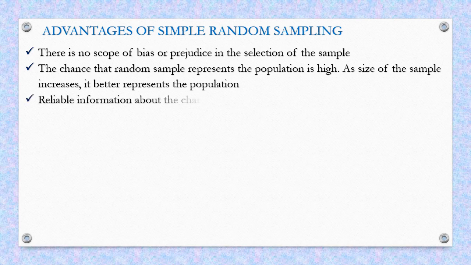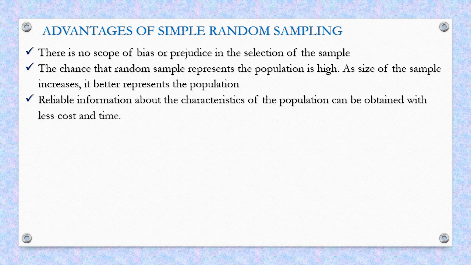Reliable information about the characteristics of the population can be obtained with less cost and time. The lottery method and the random number table methods are easier to do. It takes less time, less cost, less manpower. So we can obtain good characteristics from the population.